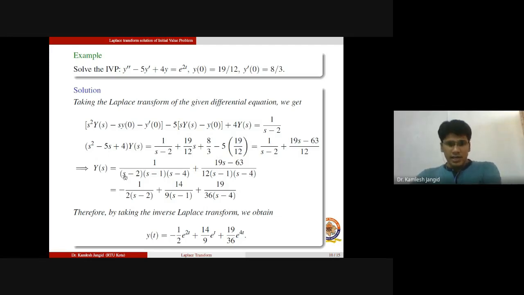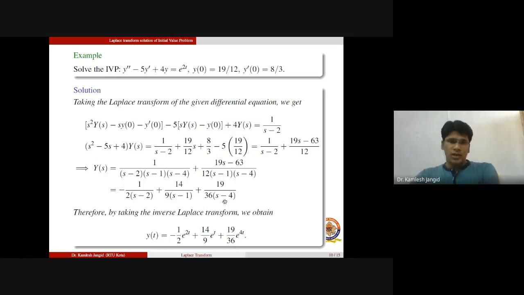Now here each term is a linear factor, right? So by using the partial fraction method, we can separate these terms. There are three terms: s minus 1, s minus 2 and s minus 4. So by using the partial fraction method, we separate these linear factors. We get minus 1 upon 2 times (s - 2), plus 14 upon 9 times (s - 1), plus 19 upon 36 times (s - 4).